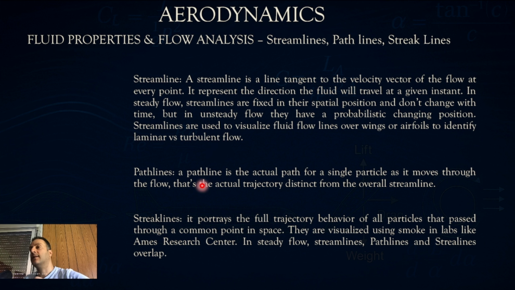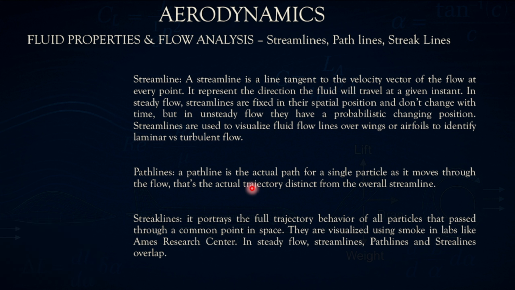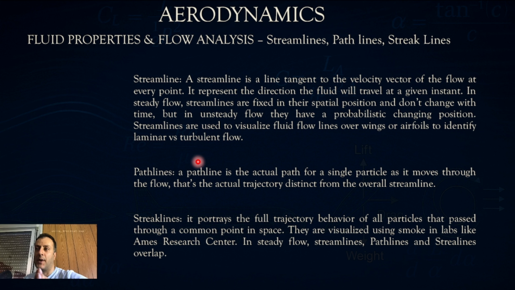The path lines. Now, the path line is the actual path of a single particle as it moves through the flow. It's not necessarily exactly the same direction as the streamline. That's the actual trajectory, distinct from the overall streamline. Streak lines portray the full trajectory behavior of all particles that pass through a common point in space. They are visualized using smoke in labs like Ames Research Center. In steady flow, streamlines, path lines, and streak lines overlap together.